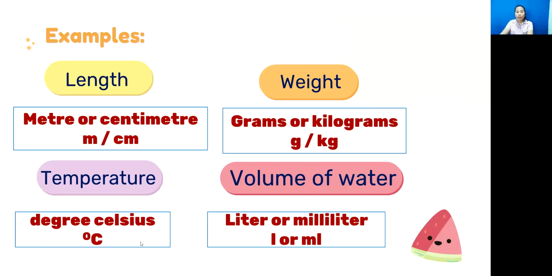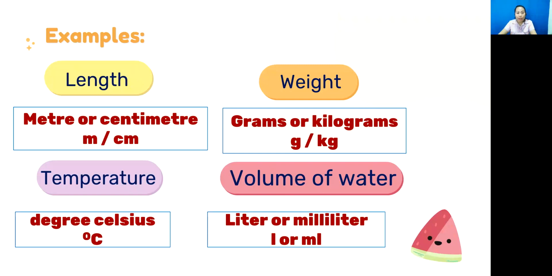So in measuring, we have these four things that we measure, okay? First is, what is this one? Can you read this? Okay, this is length. Everybody say length. Length. Length is for how long or how short is the object.